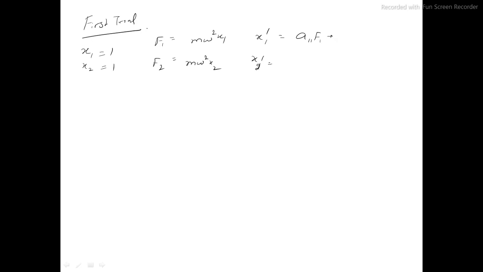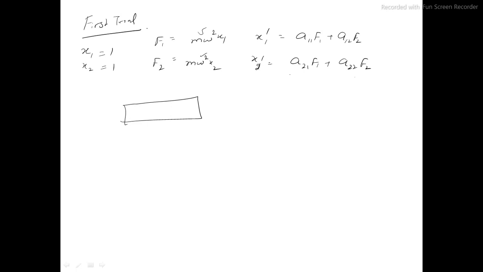After calculating the influence coefficients, you go for the first trial. I am not going to discuss it in full detail here because this question will be similar to the one we have already discussed. I am taking just a few steps here. You assume x1 and x2, calculate F1 and F2 as m omega square x1 and m omega square x2, and the new deflection curve would be x1 dash and x2 dash. Its formula would be a11 F1 plus a12 F2 and a21 F1 plus a22 F2. All you have to do is put the values of F1 and F2 and all the influence coefficients here, and you will get the new deflection curve.